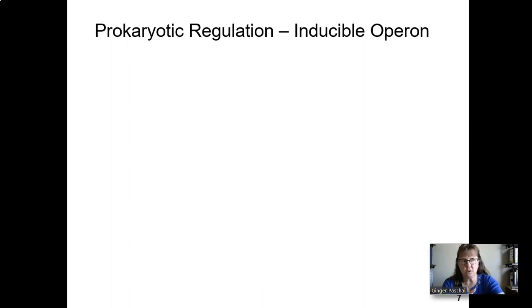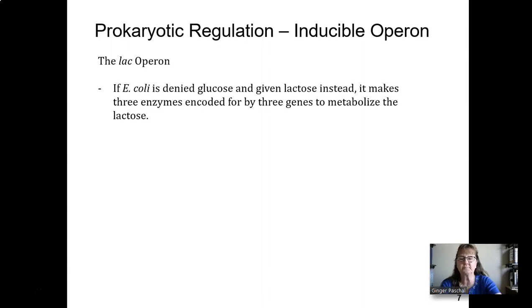So in prokaryotic regulation, we also have what are called inducible operons. Inducible operons work very much the same way, but are opposite. The example we're going to talk about for this one is called a lac operon. If E. coli, which is a prokaryotic organism, is denied glucose, which is its source of food for its energy, and it's given lactose instead.